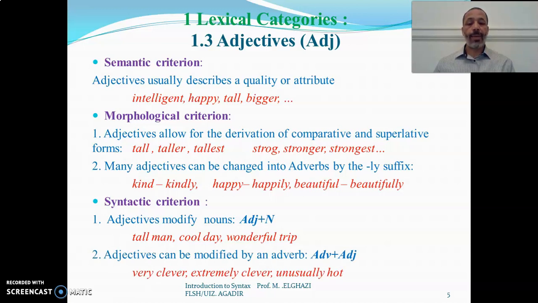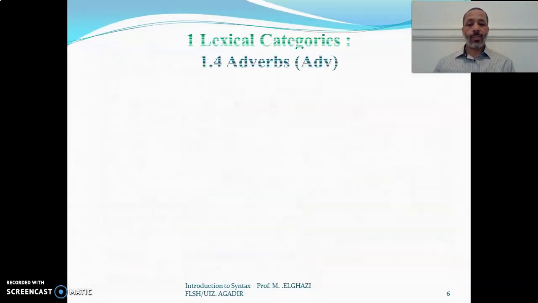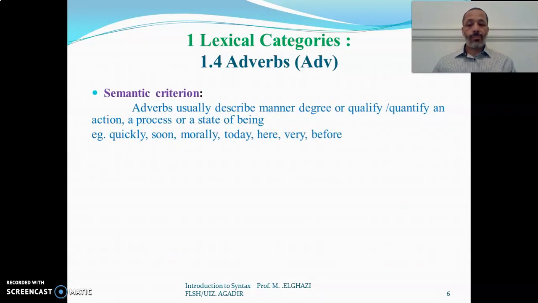Adjective can be modified by an adverb also. So they can modify a noun and they can be modified by an adverb, like examples that you have below: very clever, extremely clever, usually hot, and so on. The fourth lexical category is the one of the adverb. Adverbs usually describe manner, degree, or quality or quantity of an action, or of a process, or a state of being, like quickly, soon, morally, today, here, very, before, and so on.